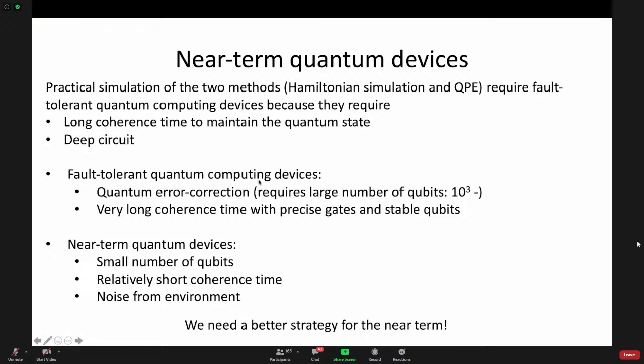But fault-tolerant quantum computers need quantum error correction, which requires a huge number of qubits. And you need a very long coherence time with precise gates and stable qubits, which is not the case in the current status. Rather, our near-term quantum devices have a limited number of qubits, a relatively short coherence time, and still have noise from environments. So in order to do a useful simulation on the near-term quantum device, we need a better strategy to accomplish that.